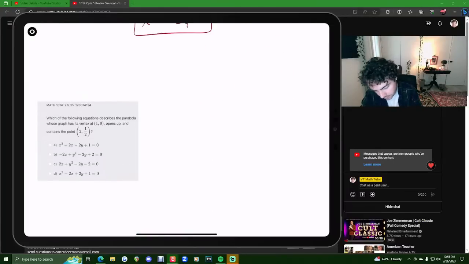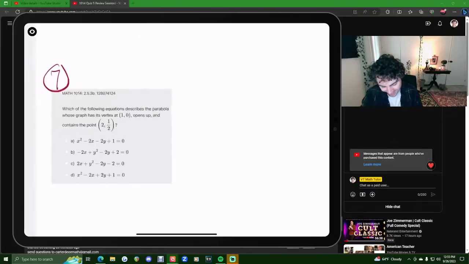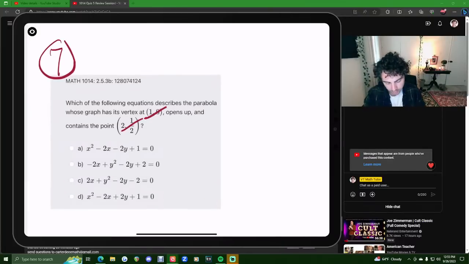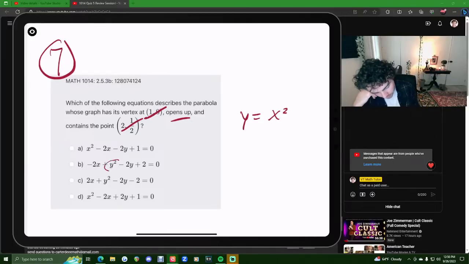Here's number 7. I think I did another version here. Again, ignore that. Focus on how it's opening. So that would be y equals x squared. And so we're looking for an x squared, not a y squared. And so then if we focus on just the x squared and the y terms, if we got them on opposite sides, for this one we'd have x squared equals 2y.